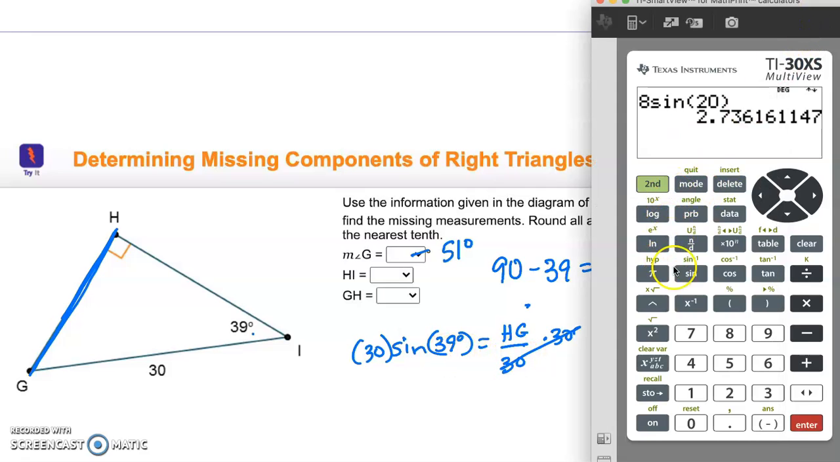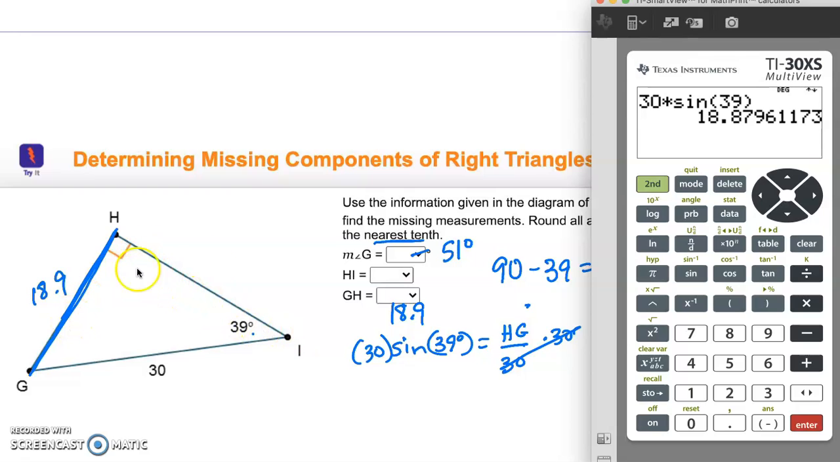So we're going to get 30 times the sine of 39 degrees is equal to HG. Then we come to our calculator. I'm going to clear this, and I'm going to say 30 times the sine of 39 degrees, and we round to the nearest tenth. This should be 18 point, and we make that a 9 because 7 is greater than 5. So 18.9. We find that length. Oh, whoops, that's not HI. I found GH first, didn't I? 18.9.